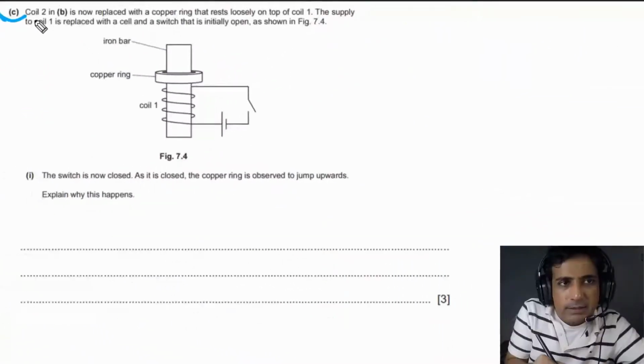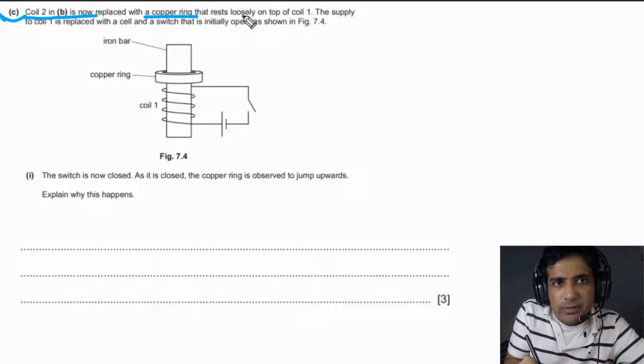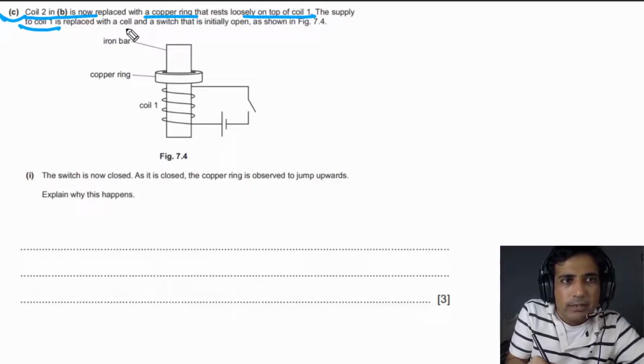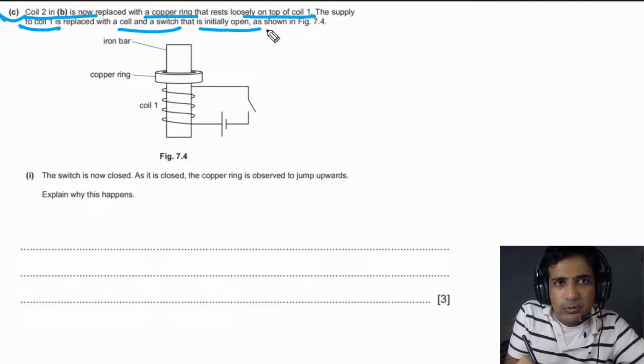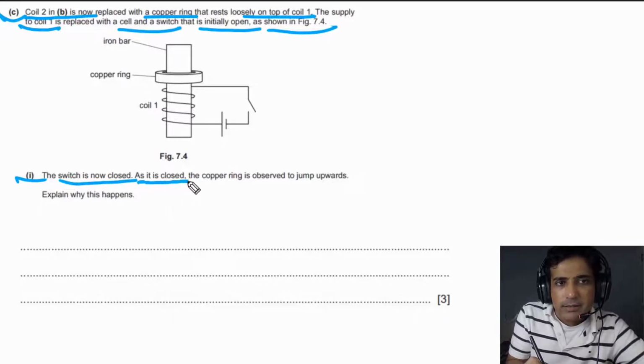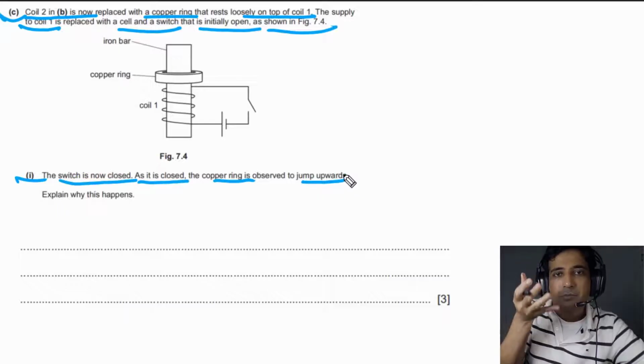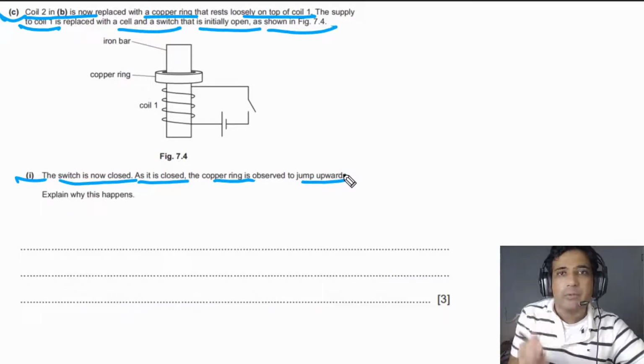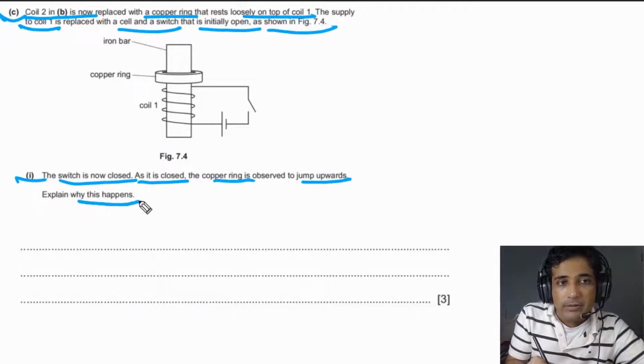For part C, it is given to us that coil 2 in B is now replaced with a copper ring that rests loosely on top of coil 1. The supply to coil 1 is replaced with a cell and a switch, and the switch is initially open as shown in figure 7.4. For part C1, it is given to us that the switch is now closed. As it is closed, the copper ring is observed to jump upwards, meaning the ring moves upwards. We need to explain why this happens.